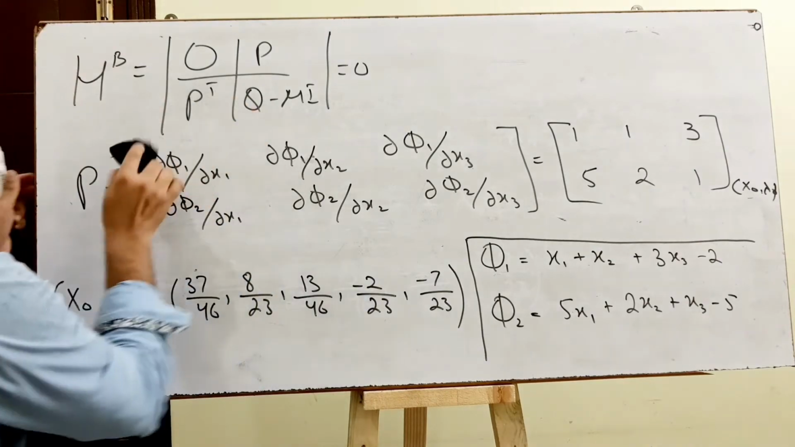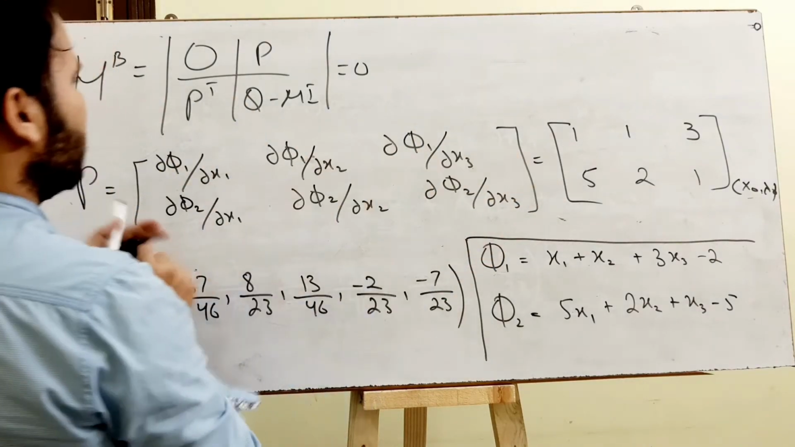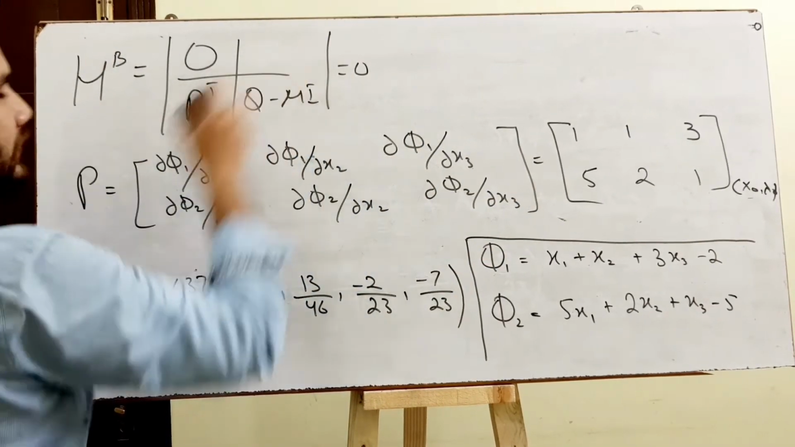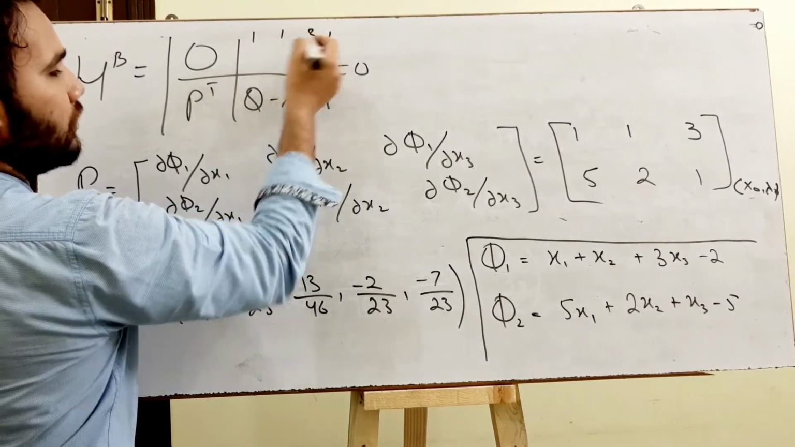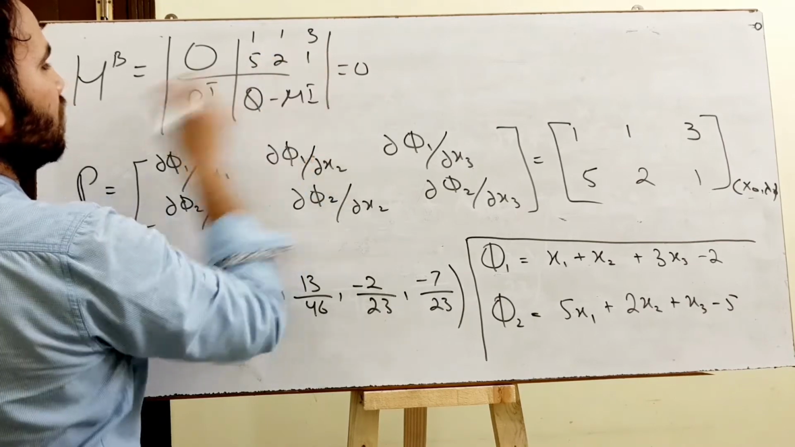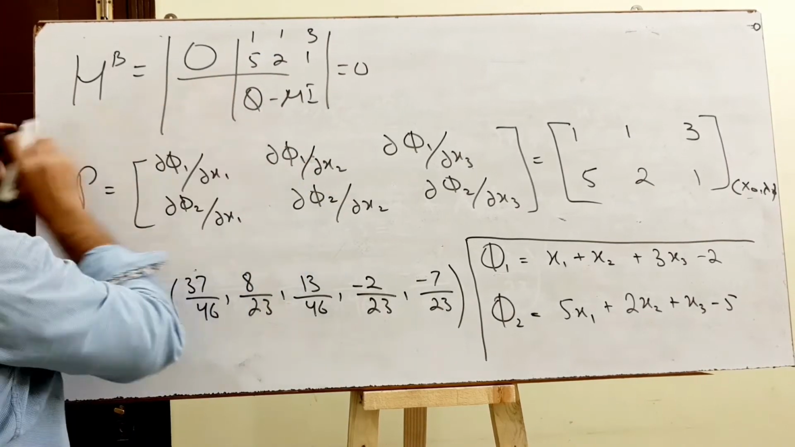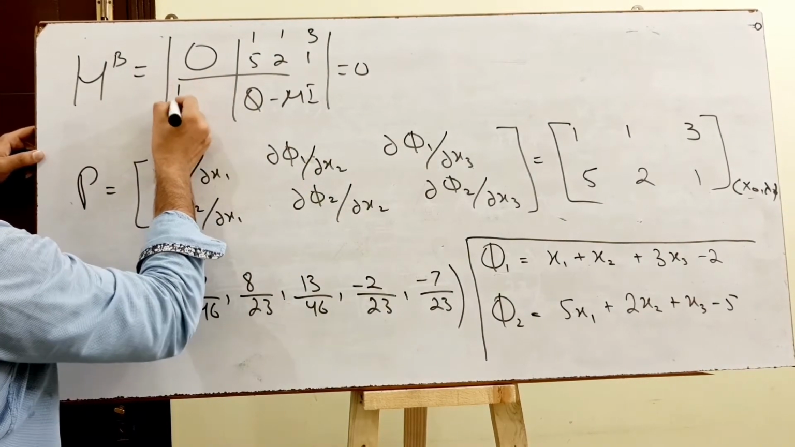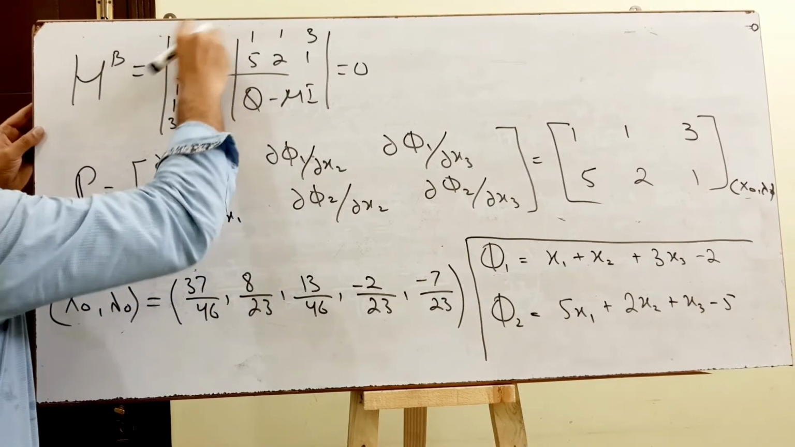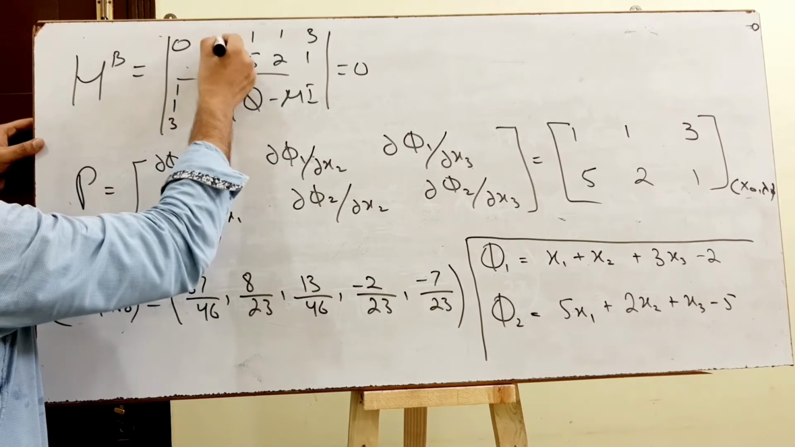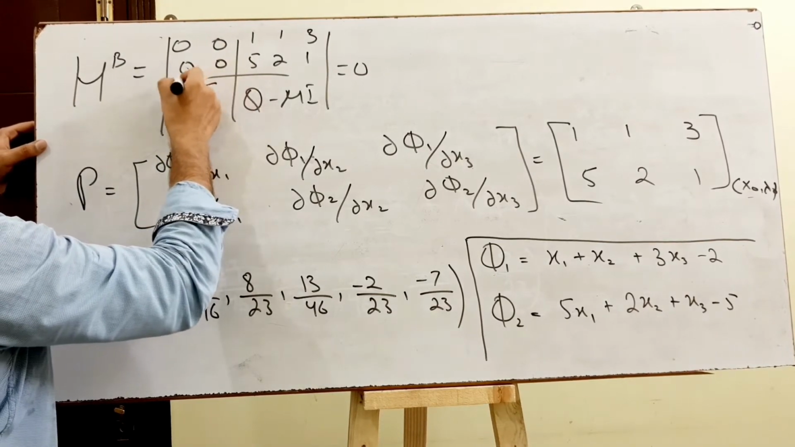Now we have to derive our P matrix. Let me write it here. 1, 1, 3, 5, 2, 1, and its transpose will be 1, 1, 3, 5, 2, 1. This is the null matrix, so it will be 0, 0, 0, 0.